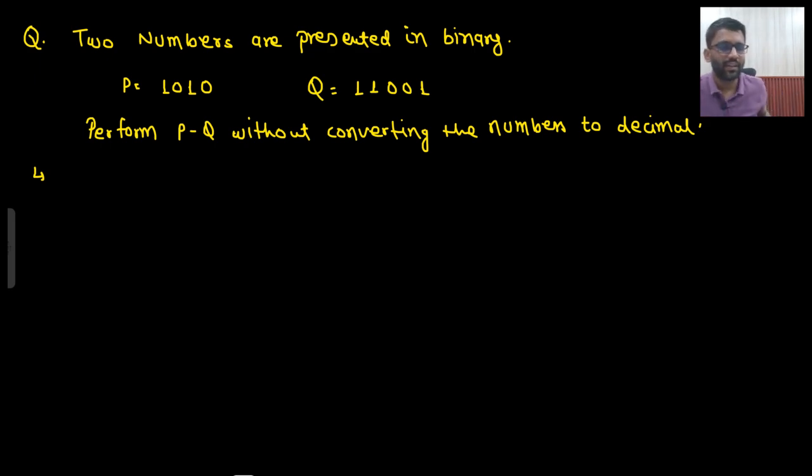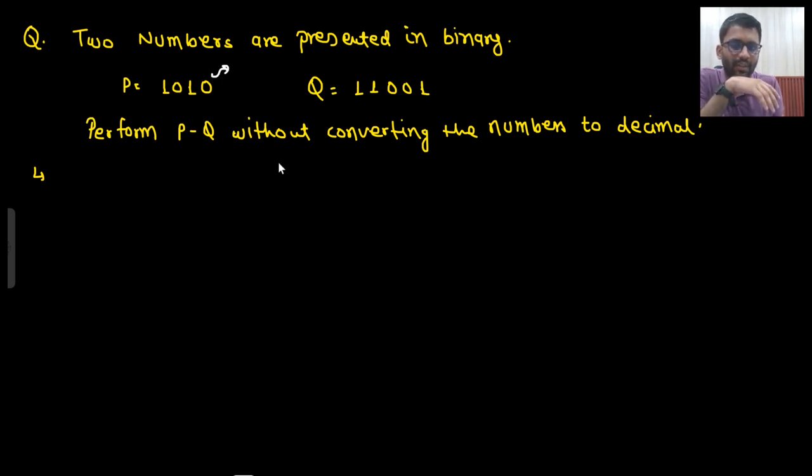So these are the questions only, so we can solve these two problems. Now we will see why we studied this particular 2's complement representation calculation or 1's complement representation calculation. Why did we study it? Okay, so the question is given: two numbers are represented in binary, perform p minus q without converting to decimal. You need to perform p minus q.